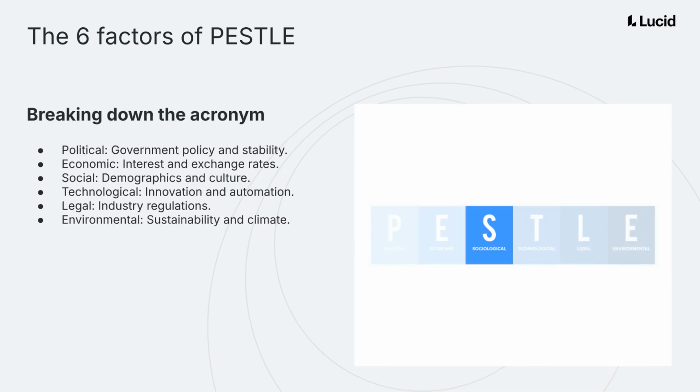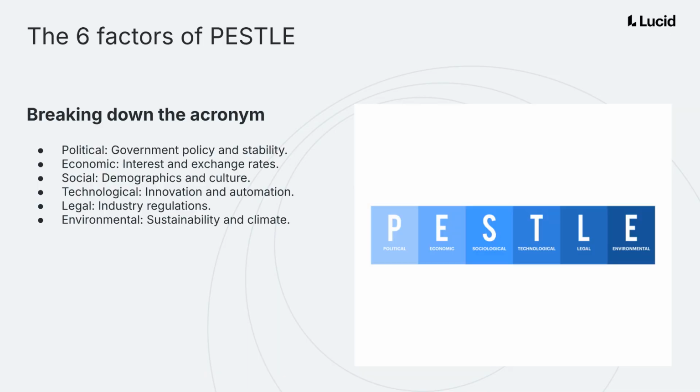The 6 factors of PESTLE cover everything from government stability and interest rates to cultural trends, technological innovation, industry regulations, and even your specific environmental or climate impact.